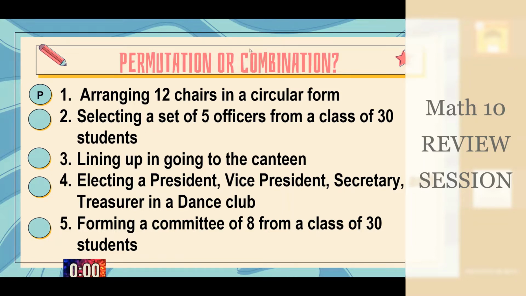Next, number 2, selecting a set of 5 officers from a class of 30 students. What is that, Janelle? Janelle, what is your answer in number 2? Selecting a set of 5 officers from a class of 30 students.